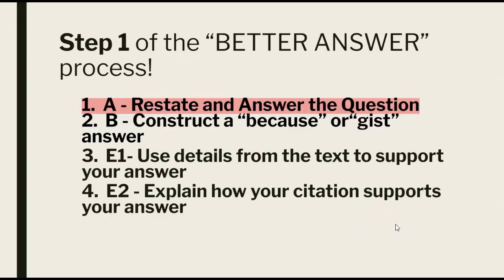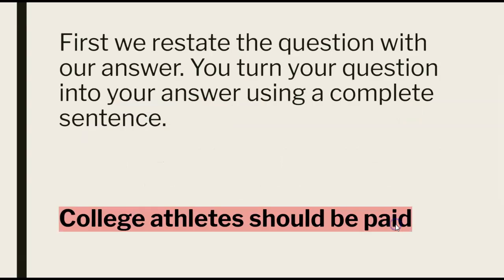Remember, the first step of ABEE is to restate and answer the question. So if I was going to do that, my response might look something like this. College athletes should be paid. Or I could also say college athletes should not be paid.